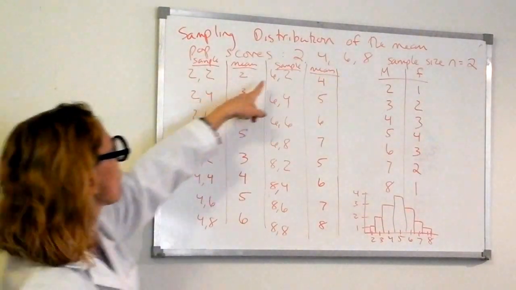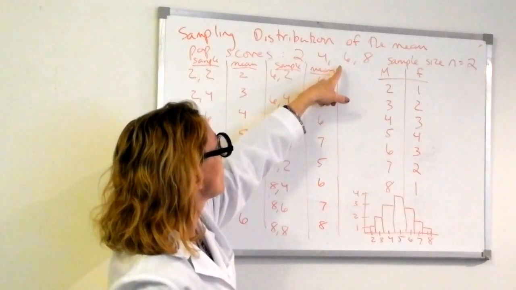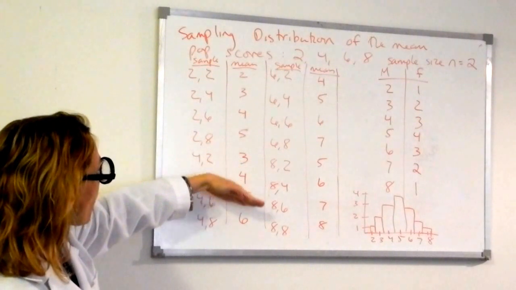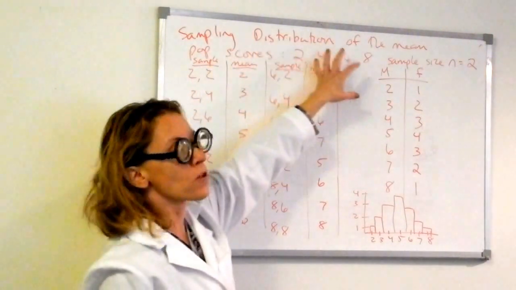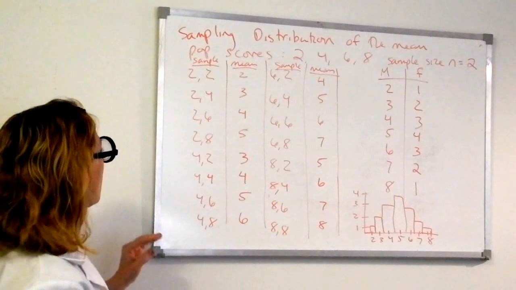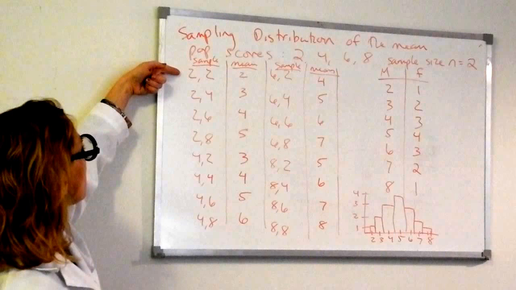You could maybe draw a 4 first and then a 2, a 4 and then a 4, a 4 and a 6, or a 4 and an 8, etc. And that's what I've done here, is I've laid out all the possible ways that these 4 scores can be sampled in groups of 2. That's what this is. And so what I've done here in these columns is I've added the numbers together.